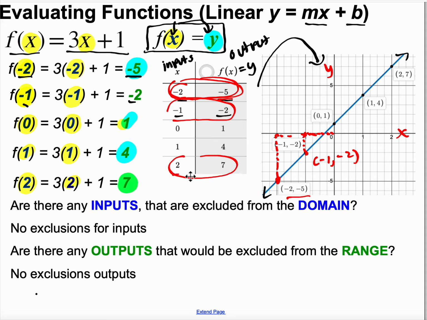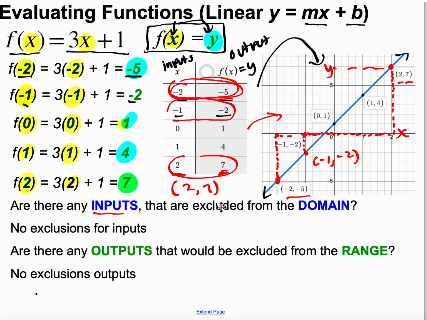Take this last point, 2, 7. I input 2. My inputs are here. I'm going to go over to 2, and then I'm going to travel up to where I hit the graph, and that would be at 7. Y equals 7. So when I input 2, I output 7. 2, 7. All of these I can write as ordered pairs and also graph them. They're all related. So we're going to dive in next unit into domain and range, but let's just talk.